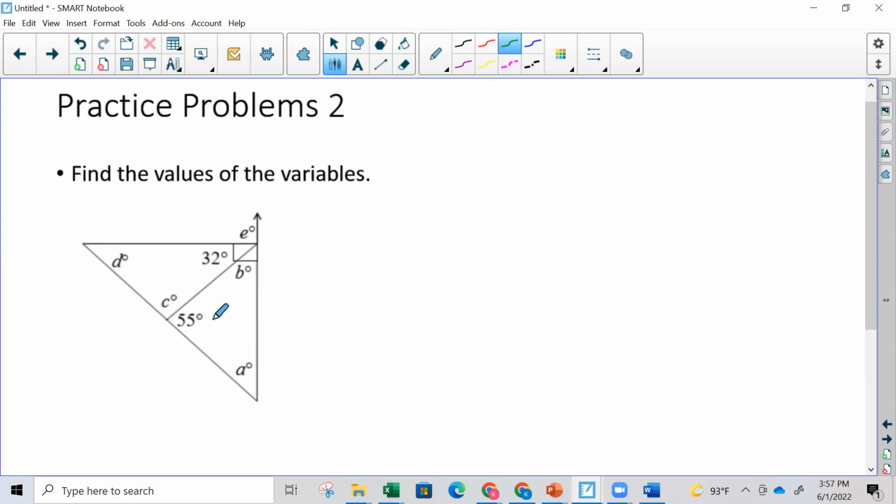I do have the situation we had last time, where here is my straight angle. And these two angles share a common vertex and a side, so they add up to 180. They're supplementary. So I know that C plus 55 has to equal 180. So I can just do 180 minus 55, and then C is 125. And if you don't want to set up the algebra and just subtract, that's fine as well.